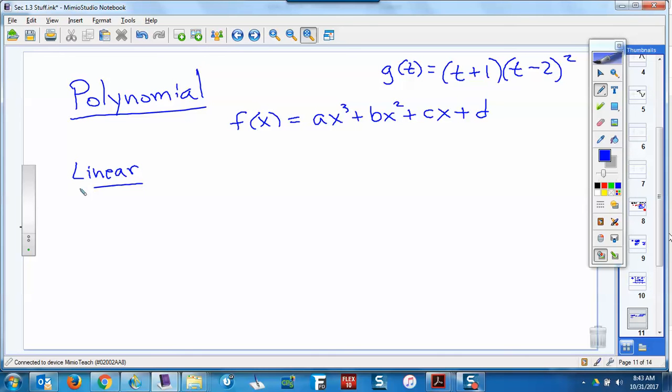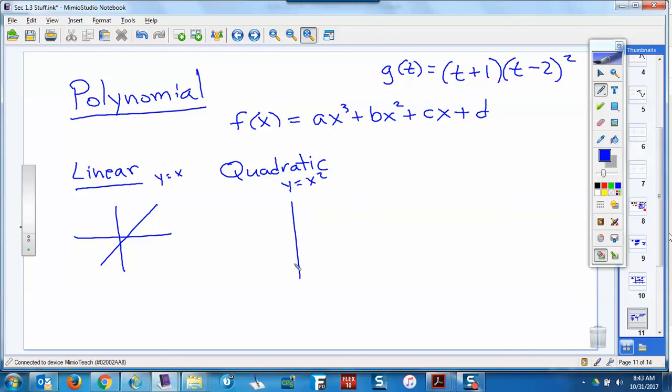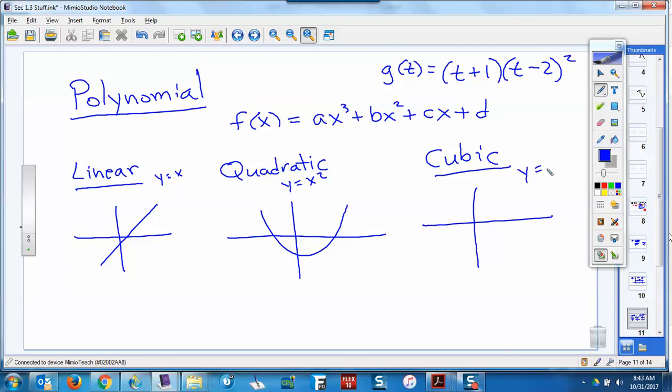Now, there's linear, which is, of course, your x to the first type of function. There's quadratic, which is when you get into your x squareds. That's like your y equals x squared, right? And those always make parabolas. There's your cubics, which is your x cubed type of functions. And cubics can look like that. We're going to address that here in a minute.